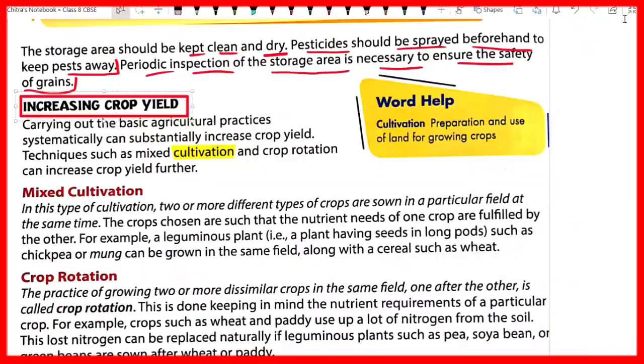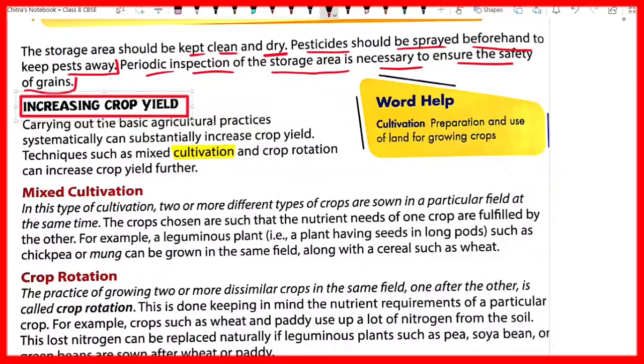Hello everyone. Today we are going to complete our chapter on crop production and management. In this chapter we have already covered the preparation of soil, selection of seed, then sowing, how to protect the crop, irrigation, then we completed the harvesting, threshing and winnowing, and even the storage of seed.